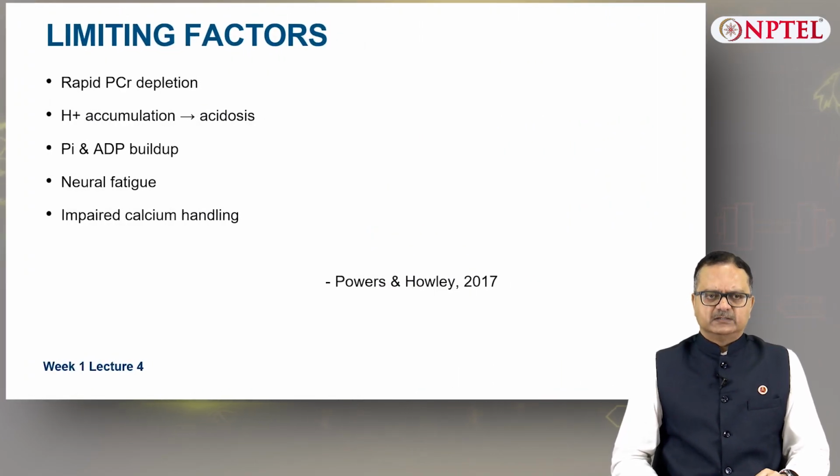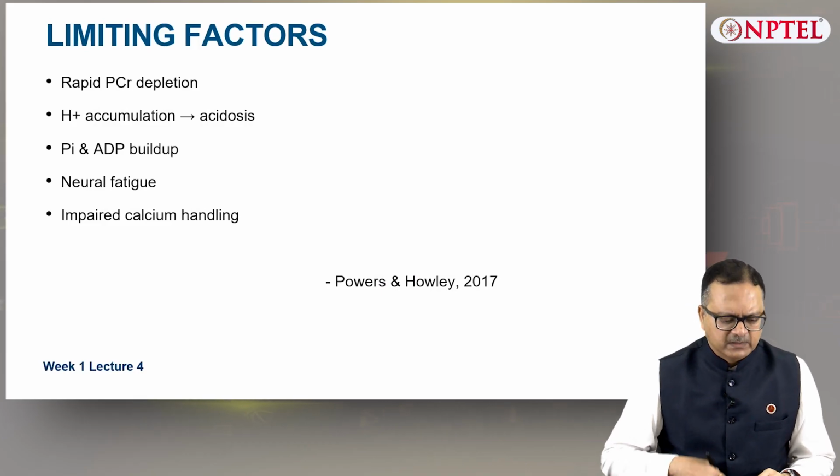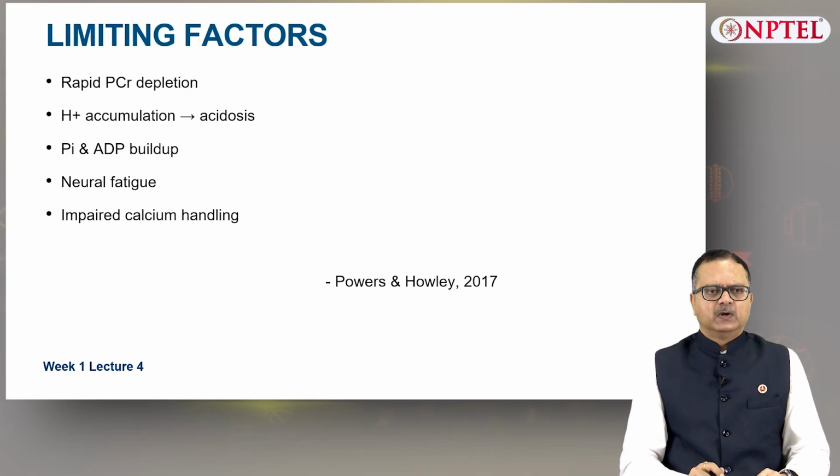There are some limiting factors. If PCR is depleted rapidly, hydrogen ion accumulation increases, causing acidosis. Phosphate and ADP buildup, neural fatigue, and impaired calcium handling. These are the limiting factors for the anaerobic production of ATP.